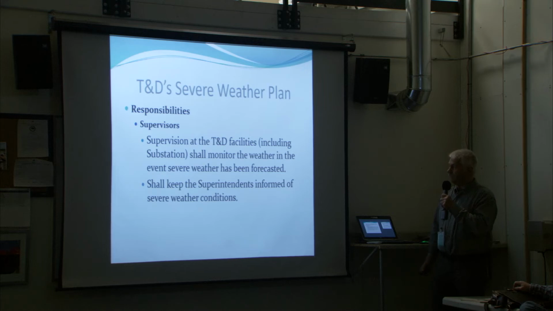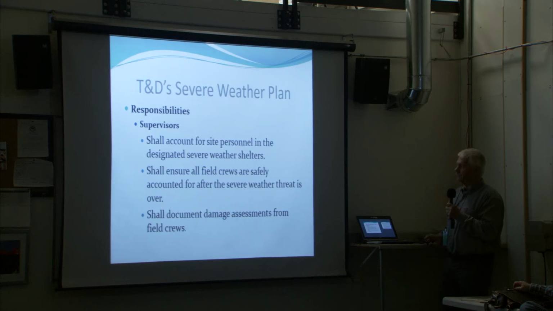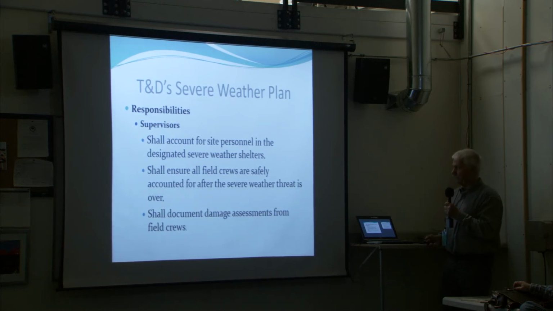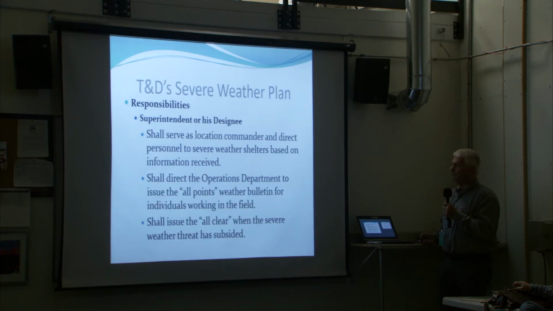Responsibilities as a supervisor: supervision at the T&D facilities, including the substation, shall monitor the weather in the event severe weather has been forecasted. They shall also keep the superintendents informed of severe weather conditions. They shall account for the site personnel in the designated severe weather shelters, shall ensure all field crews are safely accounted for after the severe weather threat is over, and shall document damage assessments from the field crews.